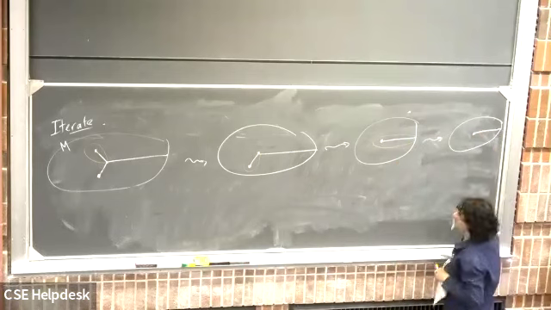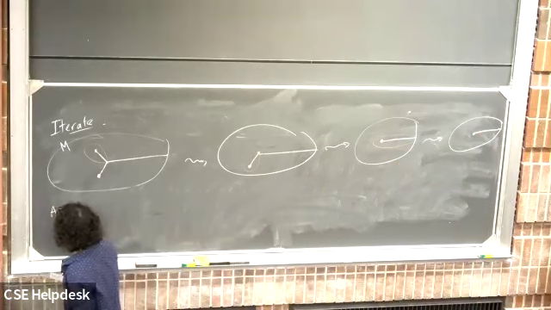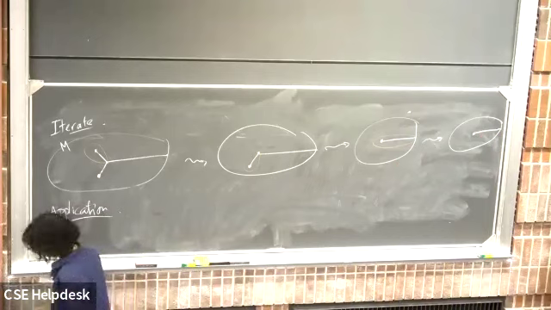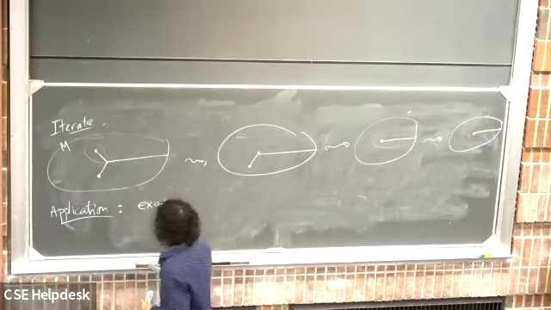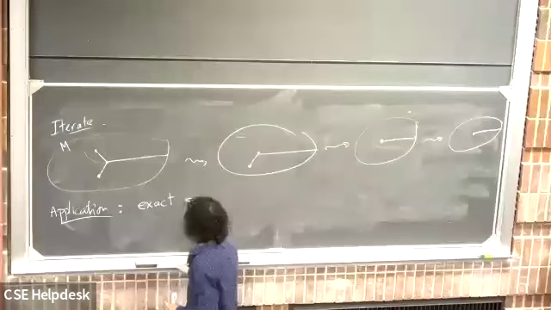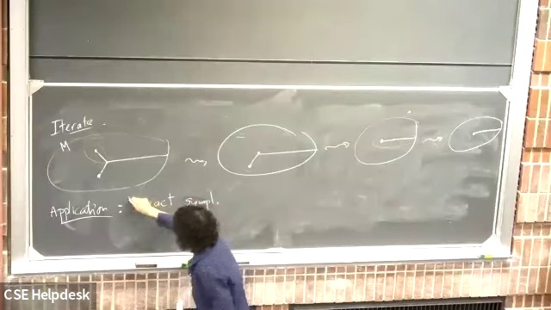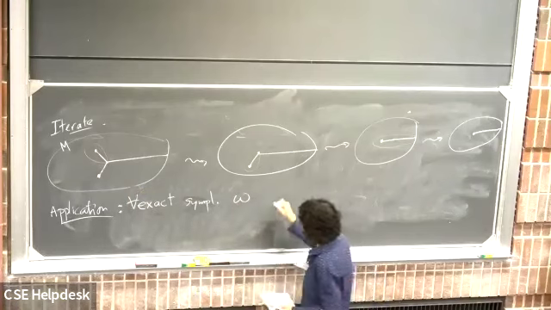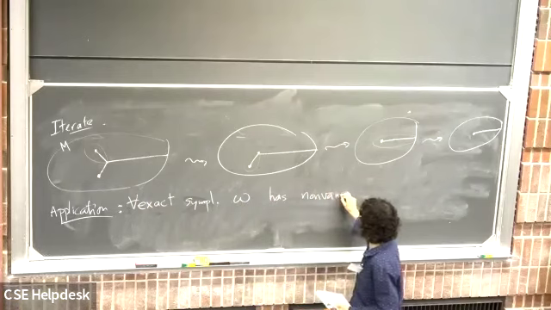So that kind of gets to be fun. And let me give you the application that was the original motivation of Weinstein and Blowman. Whenever you have an exact symplectic form, it always has a non-vanishing primitive one form.